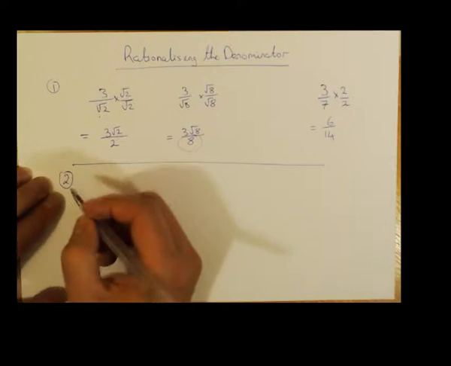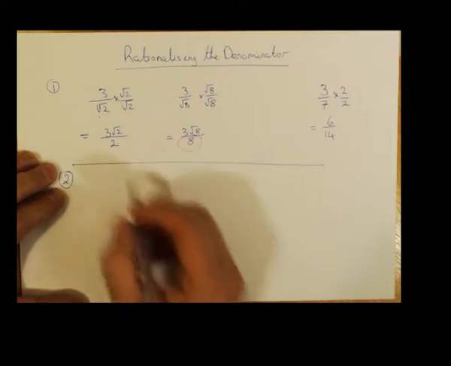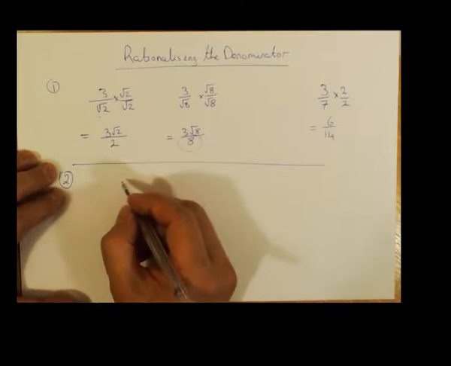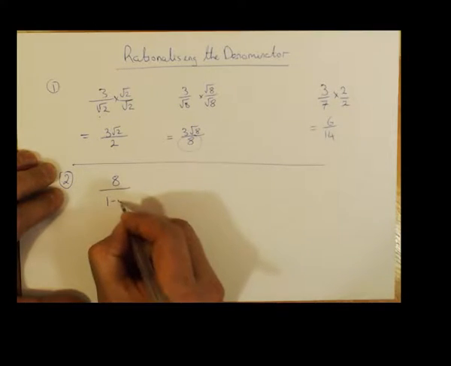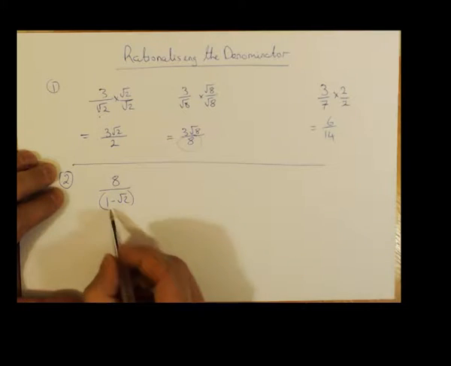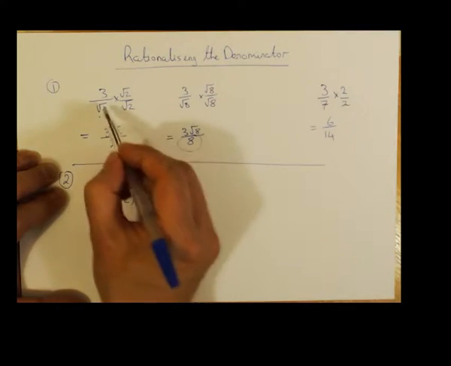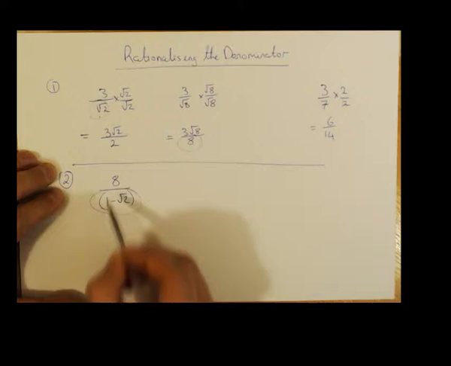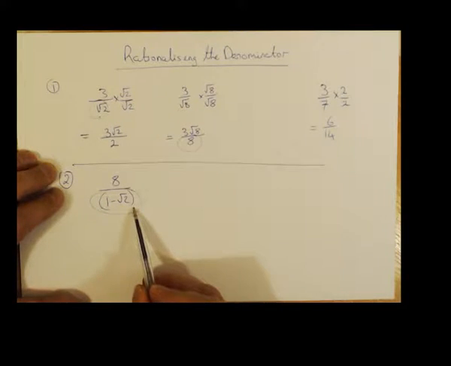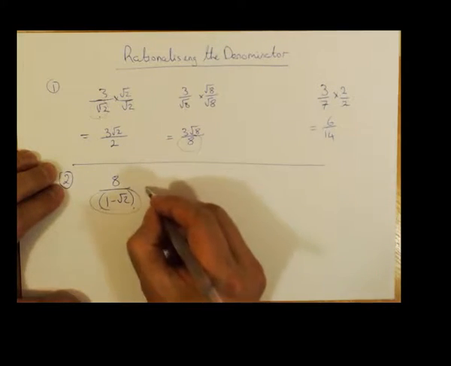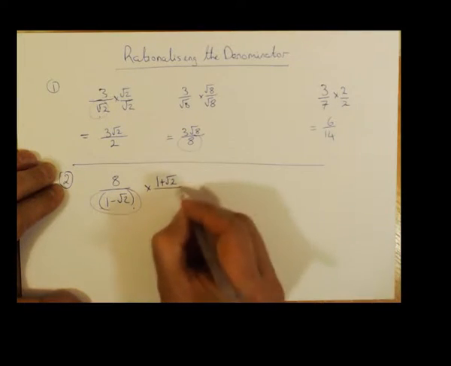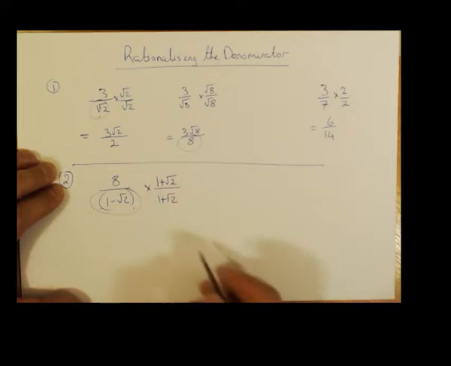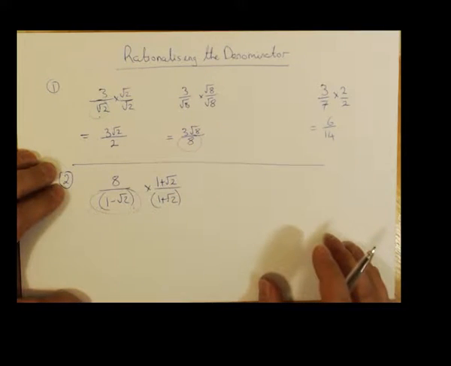There's a second part to rationalizing the denominator. If we come across an irrational number that looks something like this, 8 over 1 minus root 2, the denominator is not a simple surd, it's an irrational number rather than a simple surd. To rationalize this, we multiply by 1 plus root 2 over 1 plus root 2. And we'll see in a minute why that works.